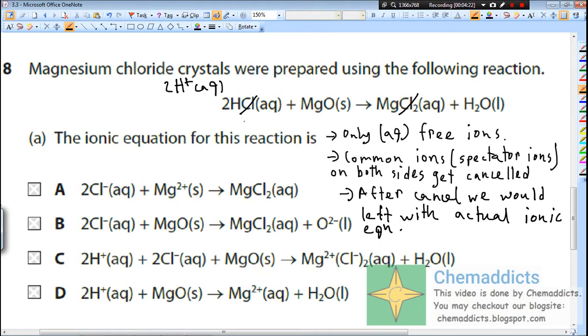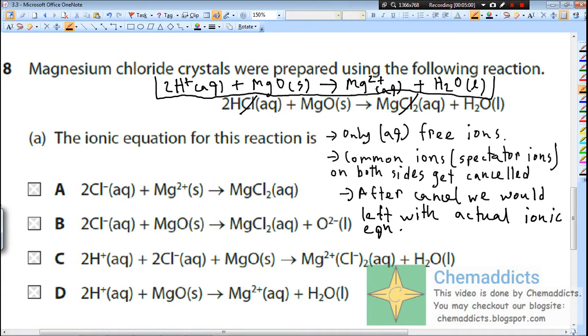Now let us rewrite this equation ignoring the spectator ions on both sides. MgO solid gives us Mg2 plus. Since magnesium is a free ion over here, it will have a charge of Mg2 plus. I hope that you have got that. So this is the actual ionic equation for this reaction.